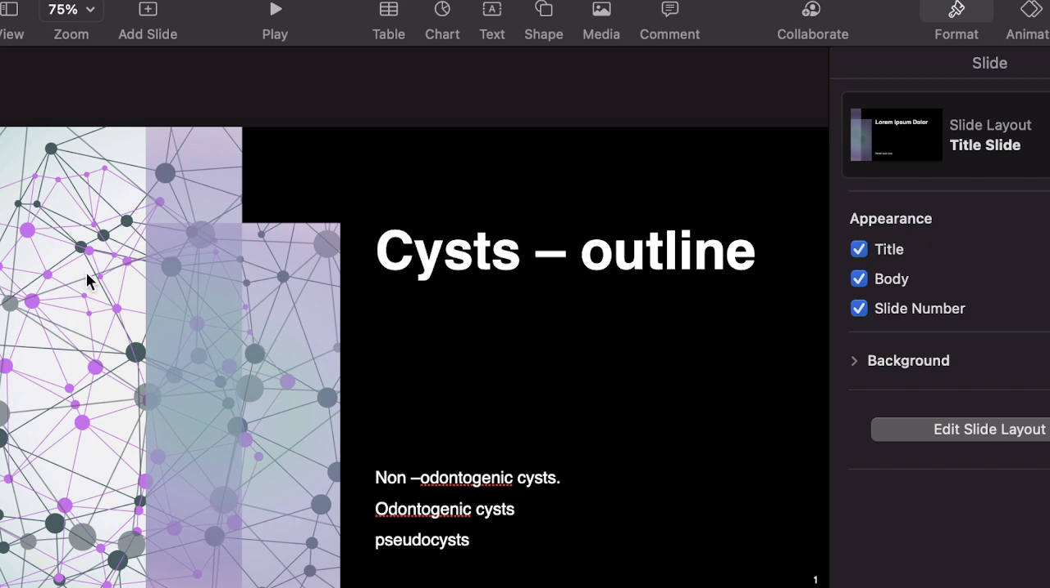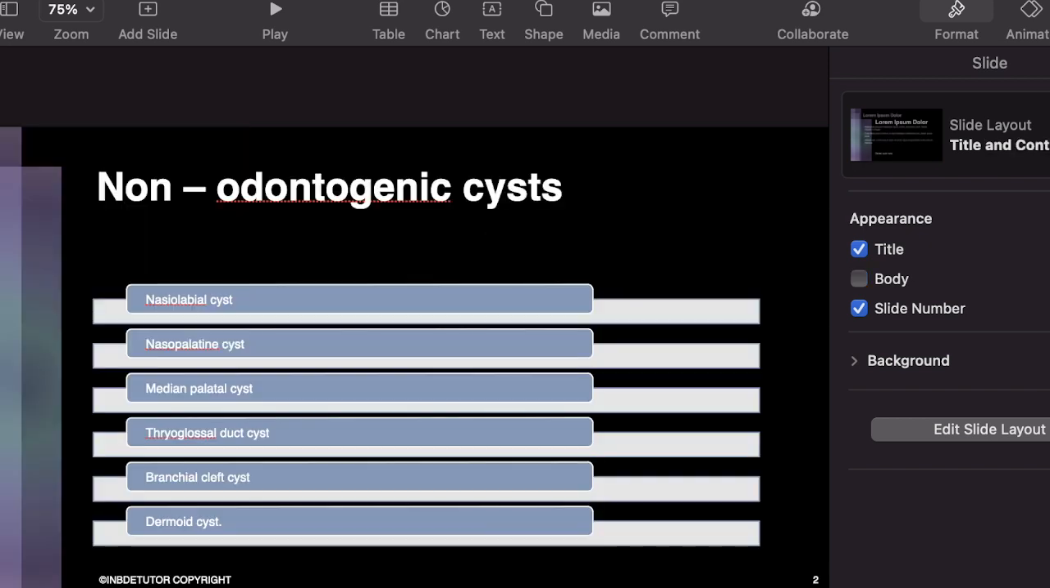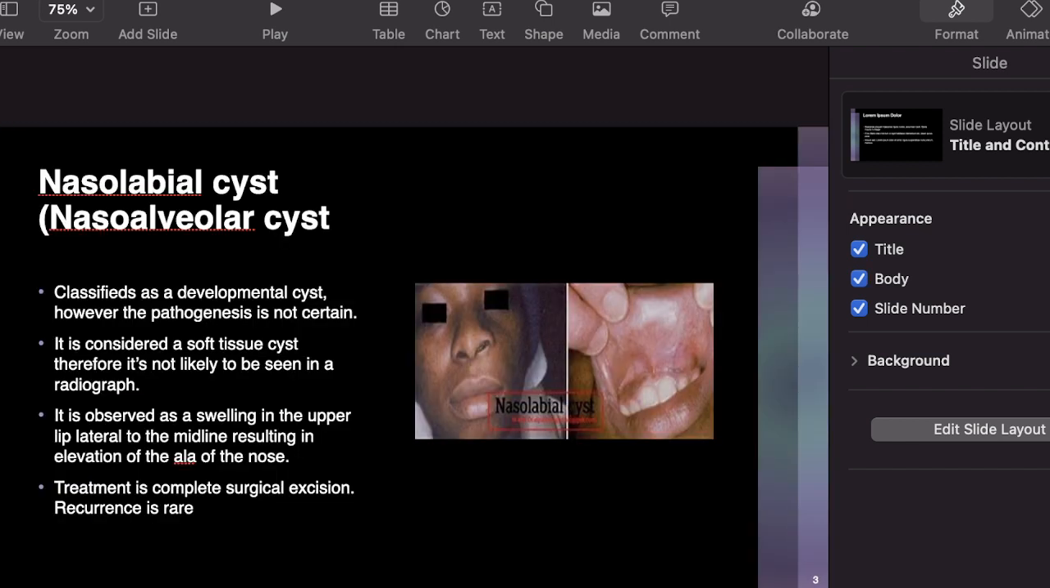So let's go ahead and discuss non-odontogenic cysts today. Under the non-odontogenic cysts, we will be discussing the nasolabial cyst, nasopalatine cyst, median palatal cyst, thyroglossal duct cyst, branchial cleft cyst, and the dermoid cyst. And the first one we will be discussing is the nasolabial cyst.